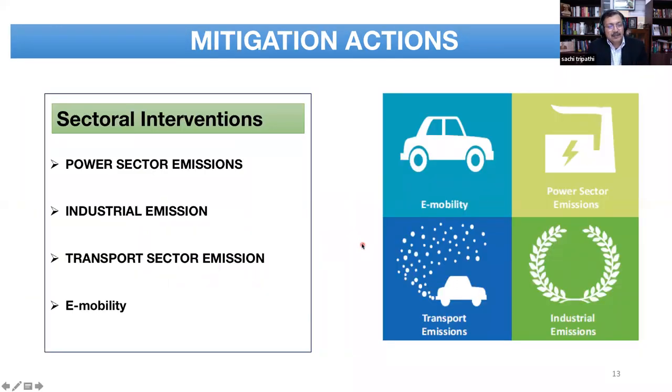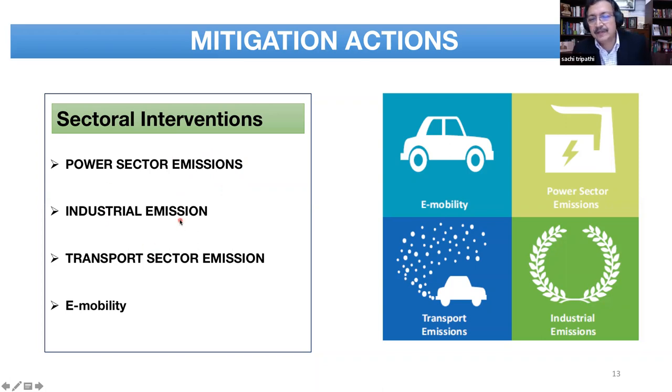Okay, now let's see what are the sectoral interventions we are thinking about here, starting with power sector emissions. The best thing about the power sector is that we want to limit the overall reliance on thermal power. It has already been announced that currently our contribution from thermal power is as high as about 60 to 70% of overall electricity generation. But by 2030, we want to reduce it to 20 to 30% by increasing the overall capacity of renewable energy like solar, wind, etc.